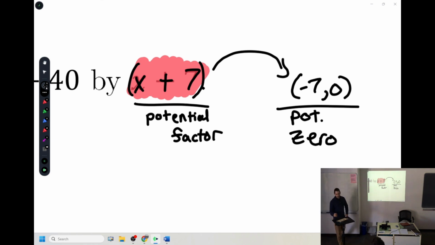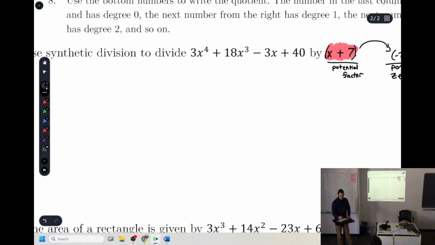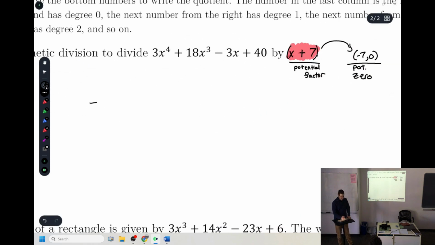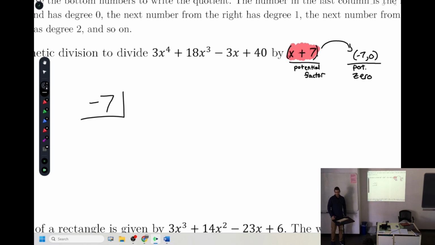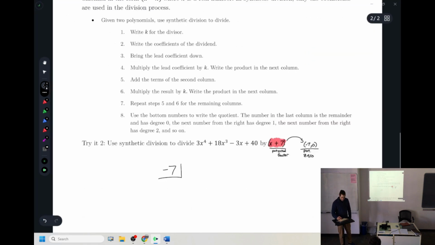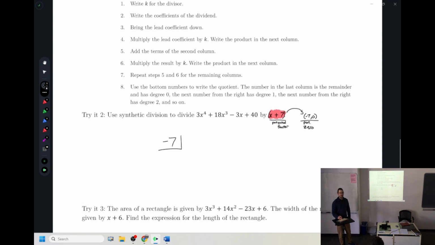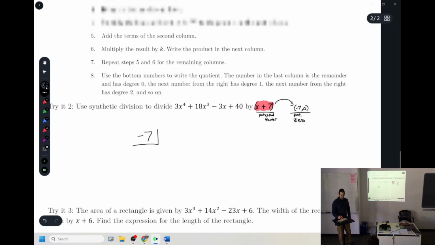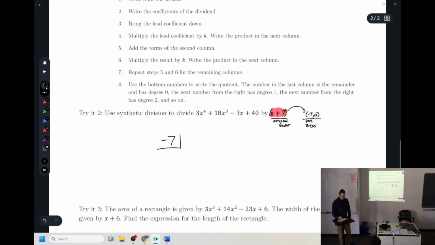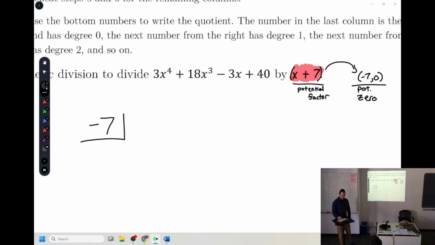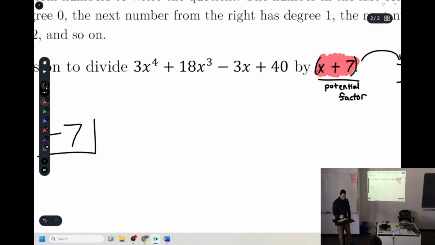So you know what part of that potential 0 we're using? You've done it before. Negative 7, right? Backwards box. Little backwards L box with the negative 7. I think that's step 1, right? Is that step 1? Right, K for the divisor. That's the divisor. That's the K value. We flipped the sign. Write the coefficients now.